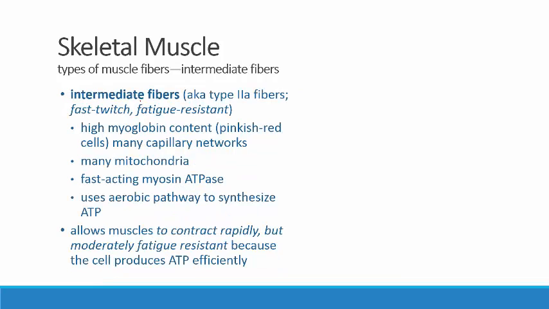And then there are the intermediate fibers. These are fast twitch fibers, but they tend to be more fatigue resistant because they can have high myoglobin, lots of oxygen available, and lots of mitochondria. But they still use this fast-acting myosin ATPase. And they use aerobic metabolism rather than anaerobic metabolism to make their ATP. So these muscles can contract rapidly, but they don't fatigue as quickly as the super fast contracting fast twitch muscles can. So it's an intermediate form between fast twitch and slow twitch.